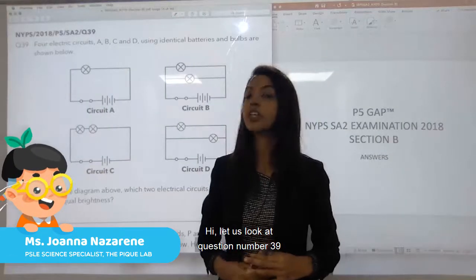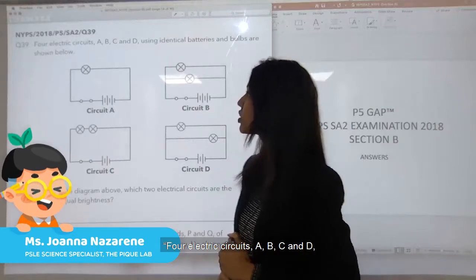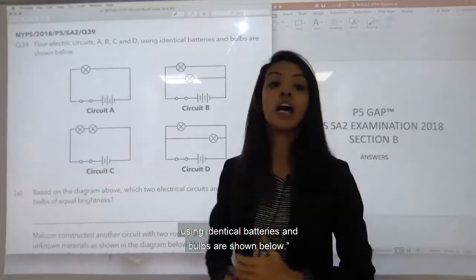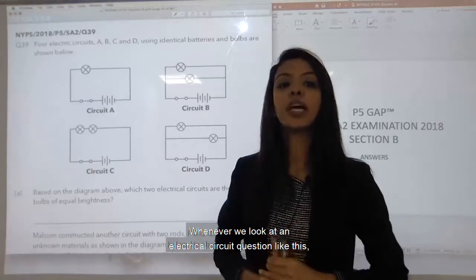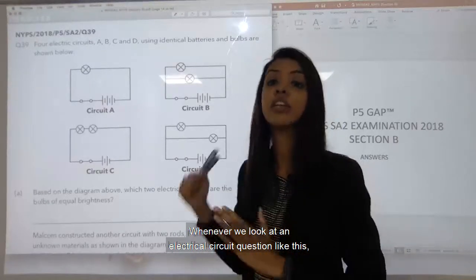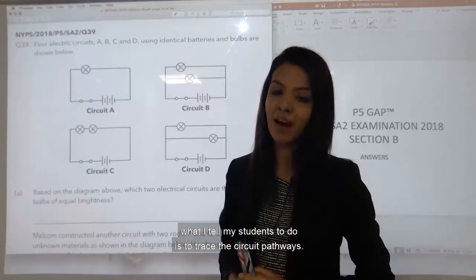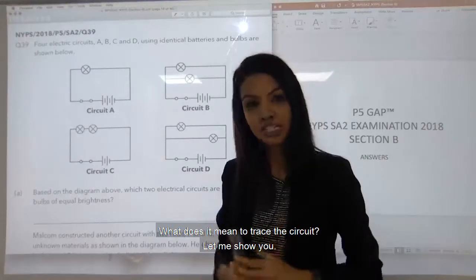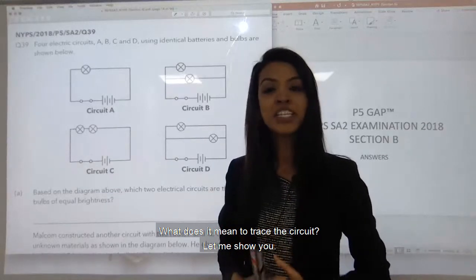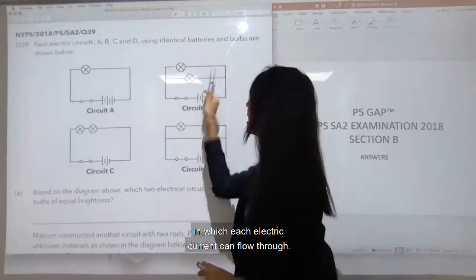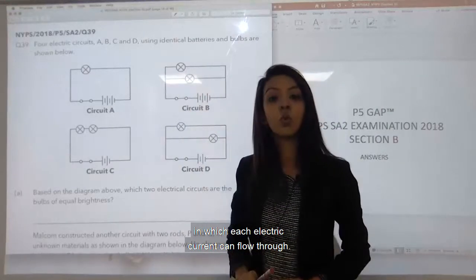Hi, let us look at question number 39. Four electric circuits A, B, C and D using identical batteries and bulbs are shown below. Whenever we look at an electrical circuit question like this, what I tell my students to do is to trace the circuit pathways. What does it mean to trace the circuit? Let me show you. Tracing the circuit means to trace the possible pathways in which electric current can flow through.